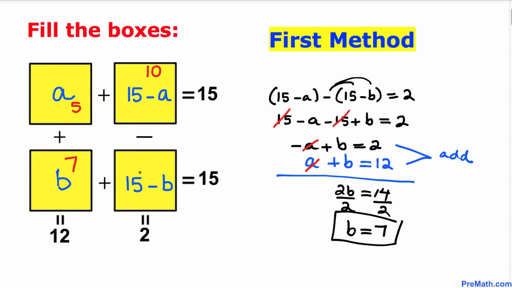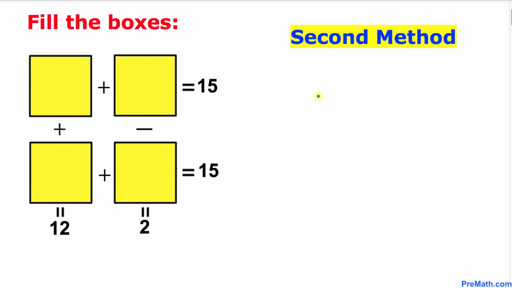And finally, let's focus on this box. We got 15 minus B. 15 minus B is 7. So that means 15 minus 7 is going to be 8. So the value of this box is going to be 8. 7 plus 8 has got to give us 15. And here are our correct values for these boxes: 5, 10, 7, and 8. And that's our answer. And here's our second method that I'm going to share with you.